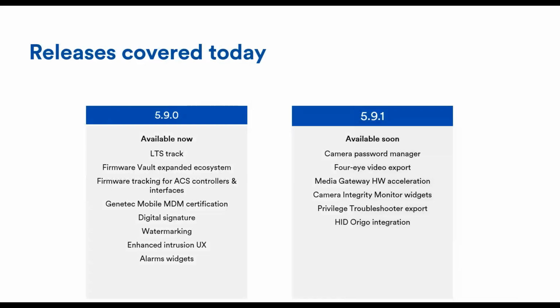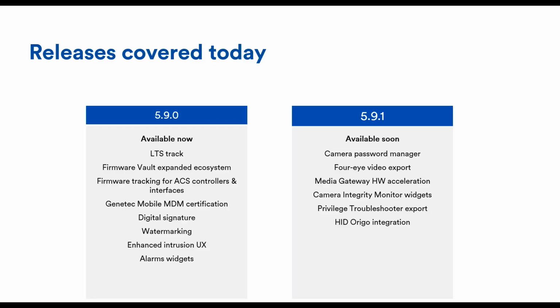So we are nearing the end of today's webinar. I'd just like to recap some of the features we looked at and which release they are mapping to. So the long-term support track, the expanded ecosystem of the firmware vault, and tracking of the firmware for access control controllers and interfaces are all available in 5.9.0, which is already available for download. Mobile certification is also available with this version, as are digital signature and watermarking. The enhanced intrusion UX is also part of 5.9, as are alarm widgets. Now, Sepelia 2.9 was launched alongside 5.9.0. It is a separate module that must be purchased and added to the platform, but it is compatible with 5.9.0.